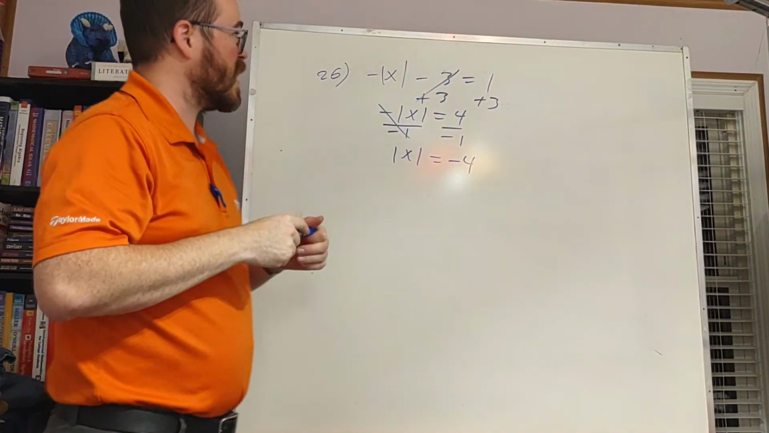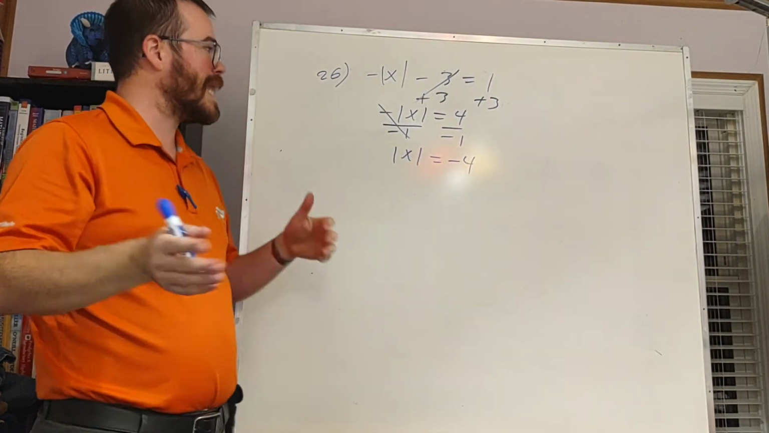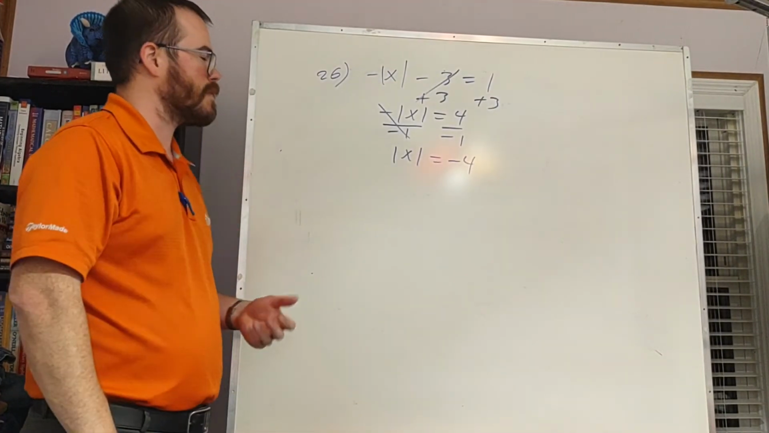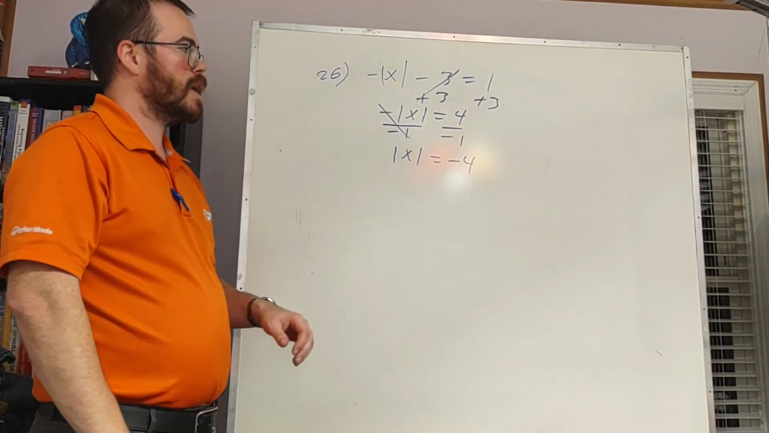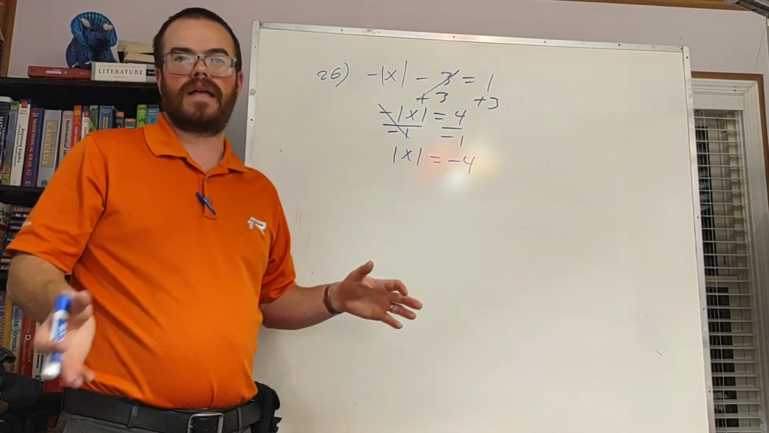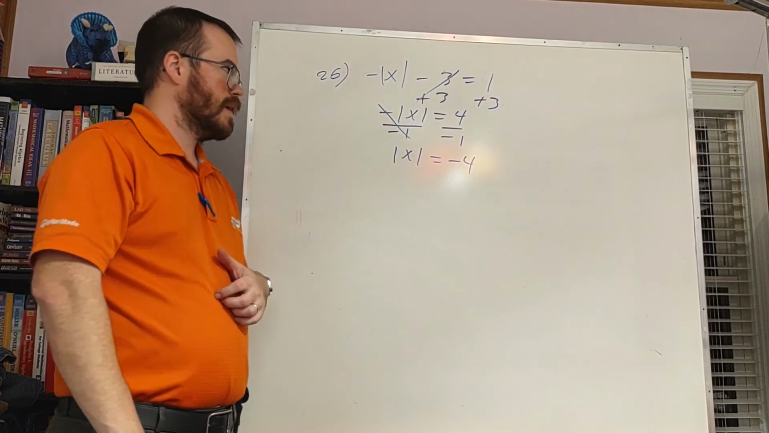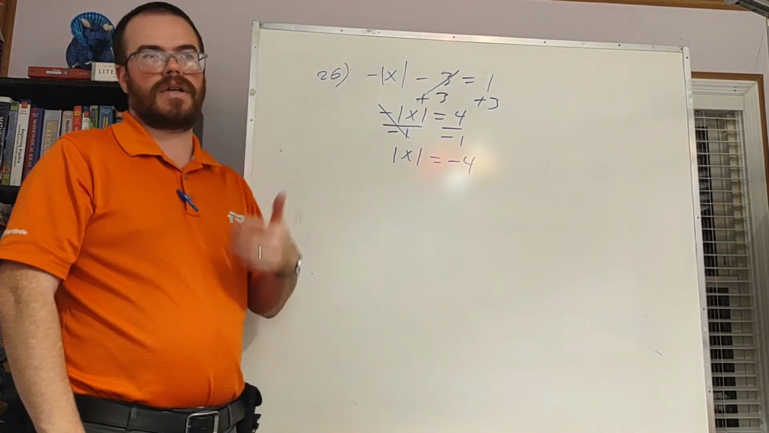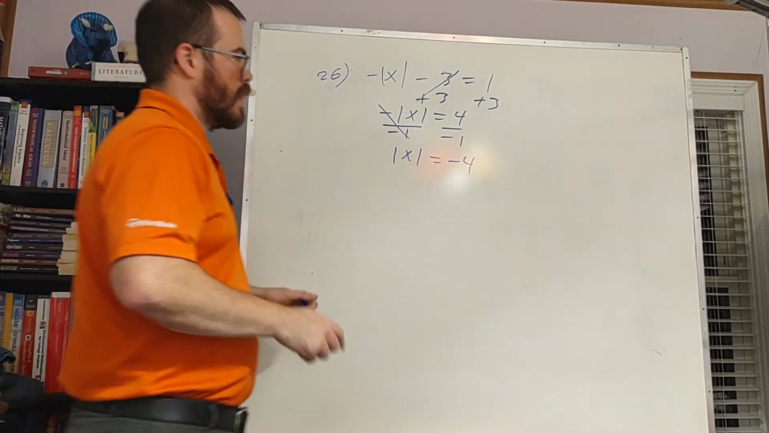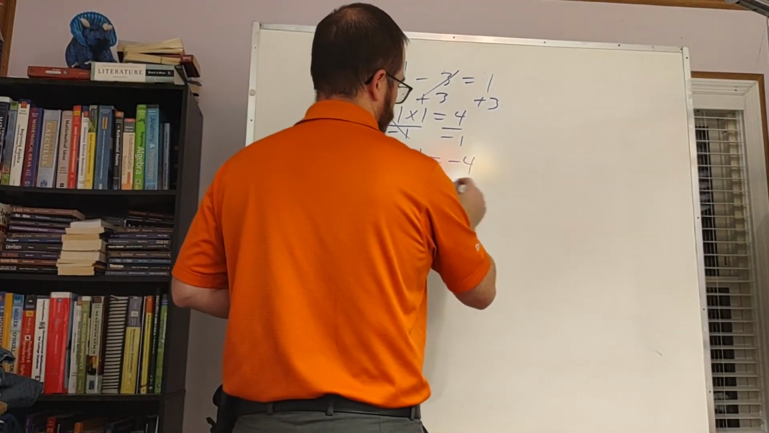So we're thinking to ourselves, can this be possible? Is this going to be something we could have? Remember, if I take the absolute value of anything, it should be a positive. So this is not possible. We should not be able to get negative 4 when we take the absolute value of something. So we're thinking this is no solution.